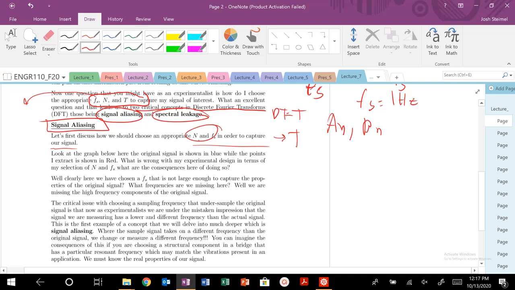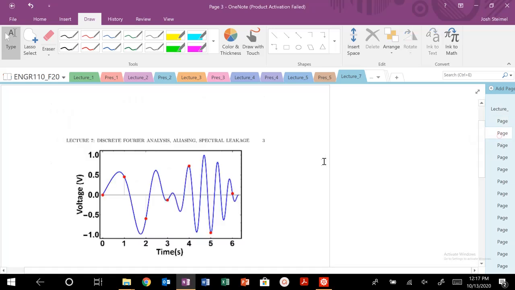Again, your n and fs will determine your t, as we saw in the expression below. These are the two critical parameters when you're trying to capture your signal. So let's look at what could happen if we don't choose our total number of data points and sampling frequency strategically. Let's look at an example below. What is wrong with this signal? The blue is my original signal, my signal of interest, the one I'm trying to capture with my sampling. But the red is what I actually capture.